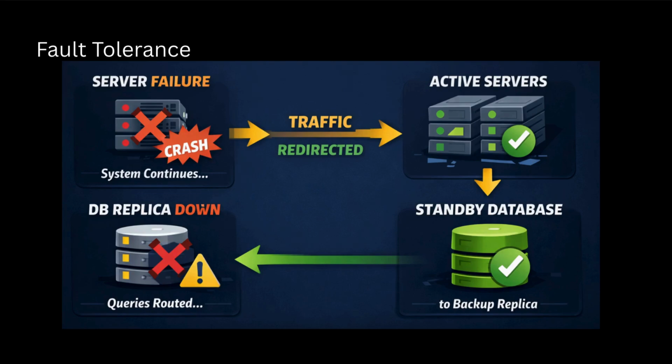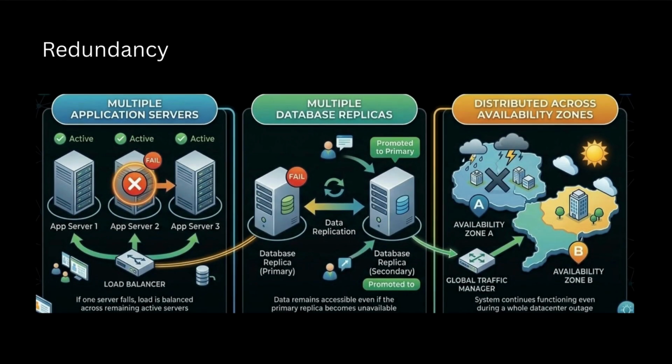But how do we actually achieve this? The most common and effective way to build a fault tolerant system is through redundancy. Redundancy is a straightforward but powerful concept. It simply means having multiple copies of your critical components. In a high availability environment, you never want a single point of failure. This means running multiple application servers, maintaining multiple database replicas, and even distributing your infrastructure across multiple availability zones.